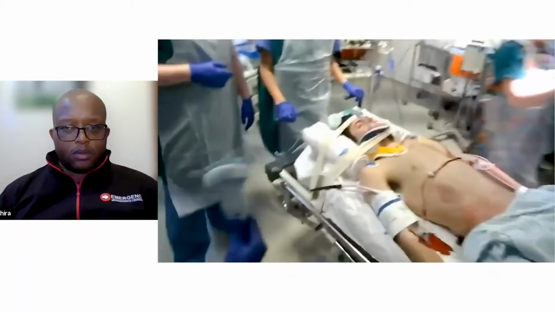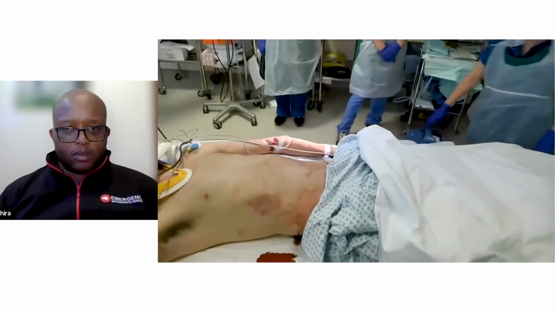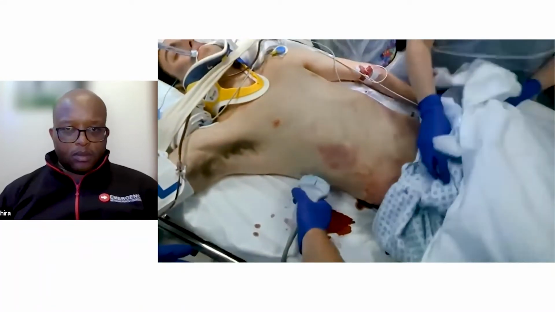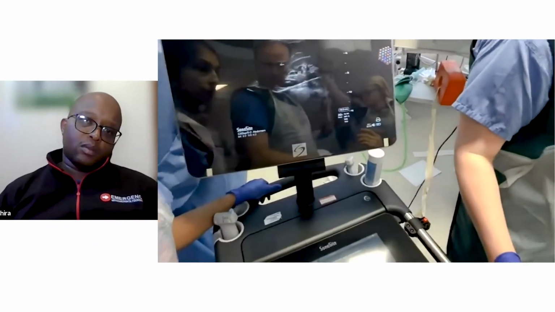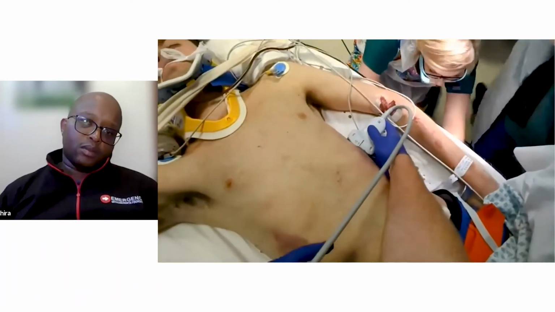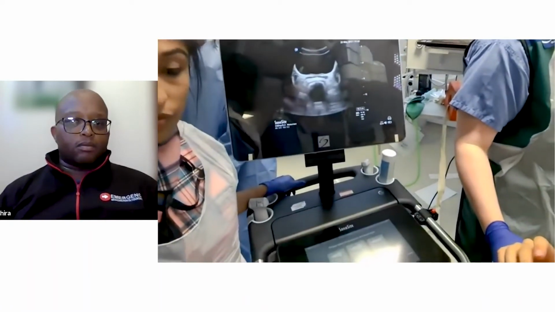Thanks. The FAST scan now, please. Thank you. Okay. Do you mind if I do this FAST scan? Sure, go ahead. Great. In 5, 4, 3, 2, 1. Thank you. Okay, I'm performing the FAST scan. So looking in the right upper quadrant, no free fluid. I'm now looking in the left upper quadrant. No free fluid. I'm looking down in the pelvis. I can't see any free fluid.